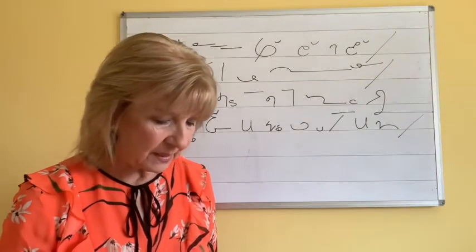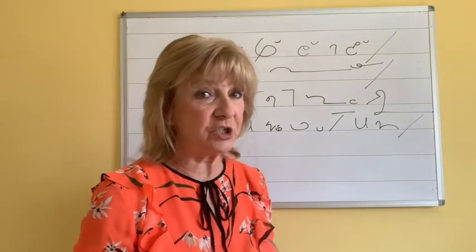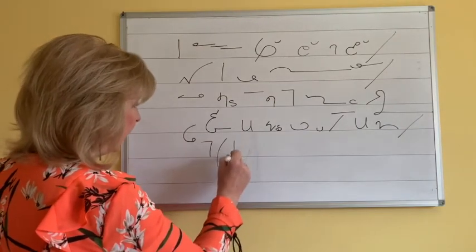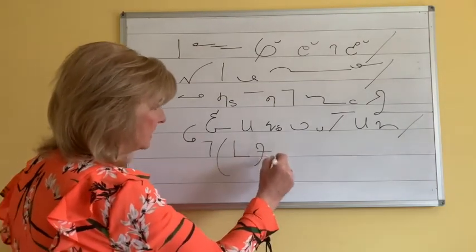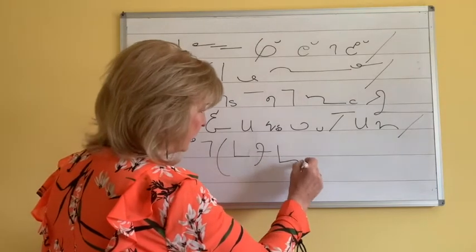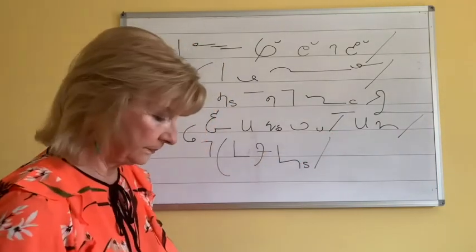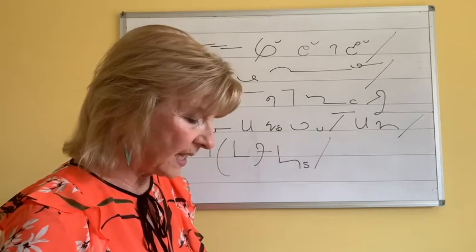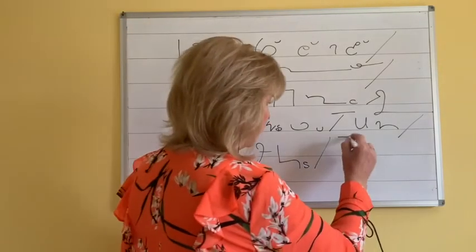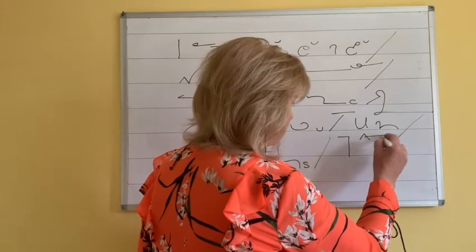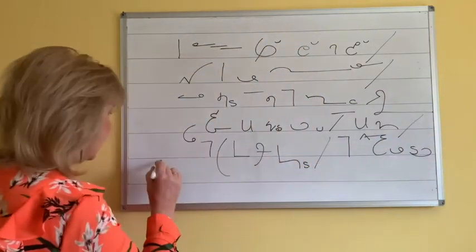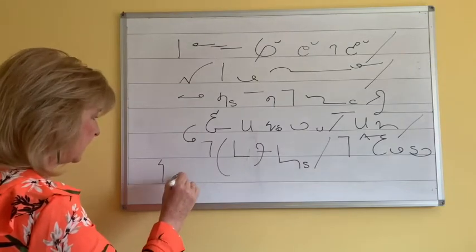Next one, the player had great potential. The player had great potential. P-T-N and that disjoined S for sure. The article was shown in the supplement. The article was shown in the supplement.